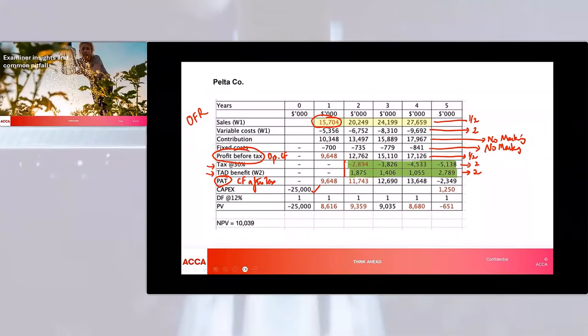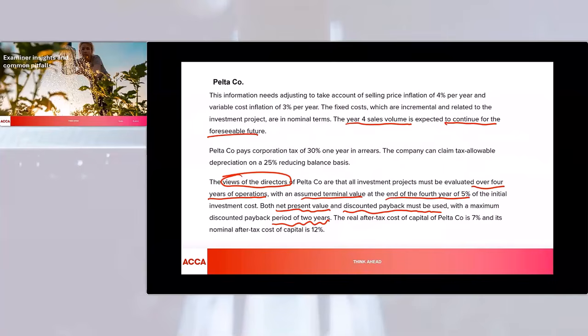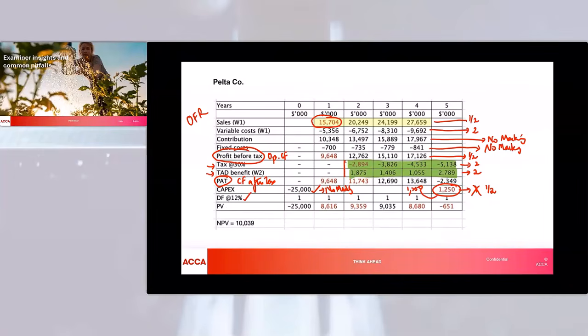Here, this 1250 was not given any marking. Why no marking? Because it was information given in the question. This was a computation for which we were supposed to give 1 mark, but only half a mark is given. Why? This figure was supposed to come over here. Wrong timing was done. Now, if you go back, the discount factor, the normal rate is 12%. Yes, the exact normal rate is used.